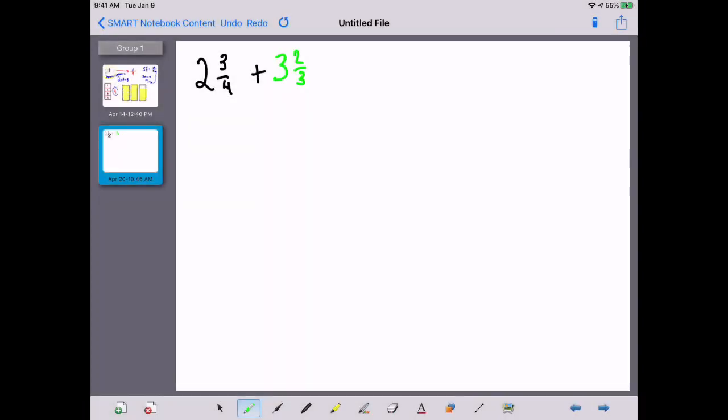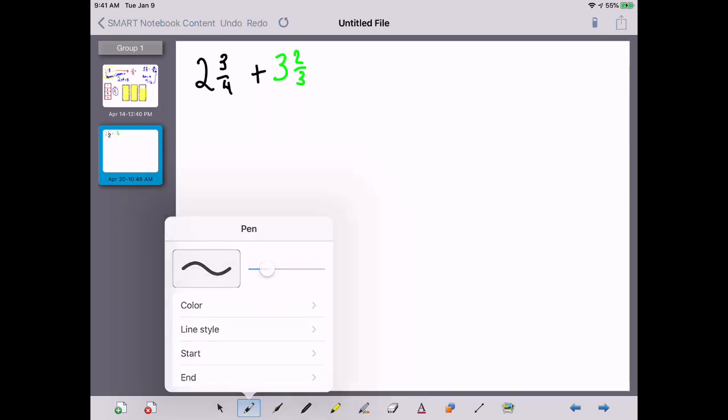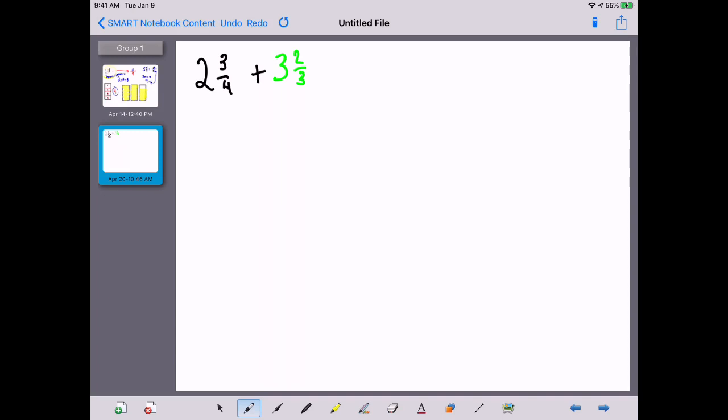Okay, so in this video we're going to be adding some mixed numbers, and the way that we're going to start doing that is we're going to move it into improper fractions. We've done a video on the improper fractions before. So I'm going to take my 2 3/4 and I need to turn that into an improper fraction. So I'm going to go 2 times 4 is 8 plus 3, so I get 11/4.